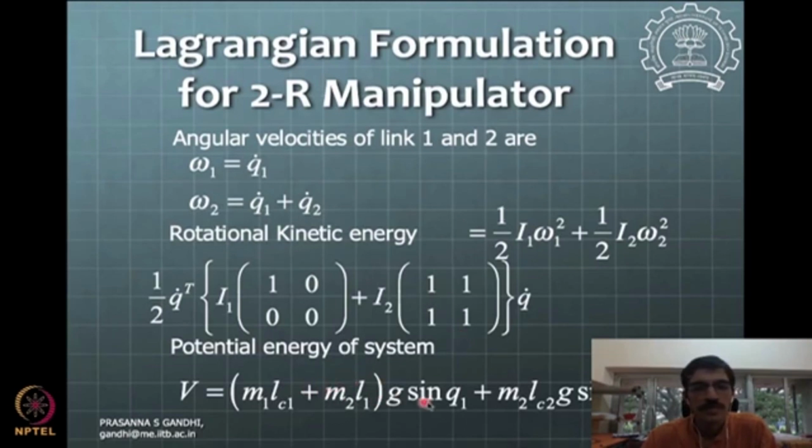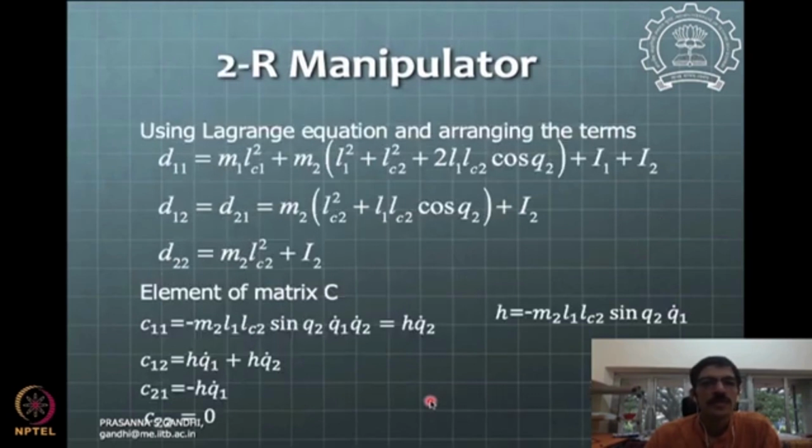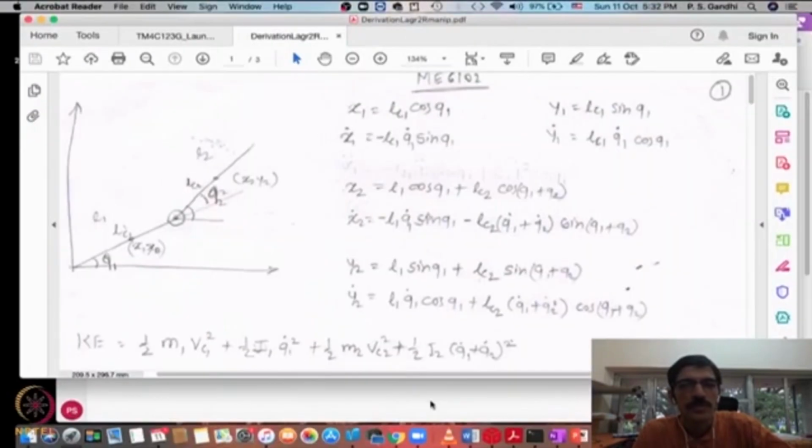Then the potential energy of the system is straightforward. You can write it based on the relative CG locations, the mass multiplied by the length and the location, and by the gravity. And you get this potential energy of the system, and then you crank in the Lagrange equations. You do it by yourself. I'll show you some part of the derivation here. You can pause and look at it if you have to cross check your own derived work. You can do it in this fashion here.